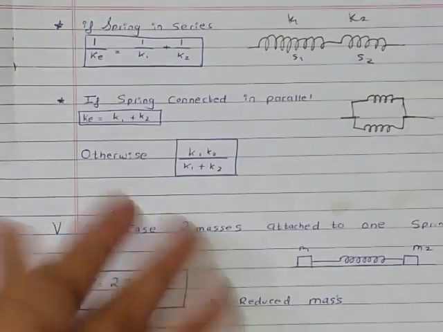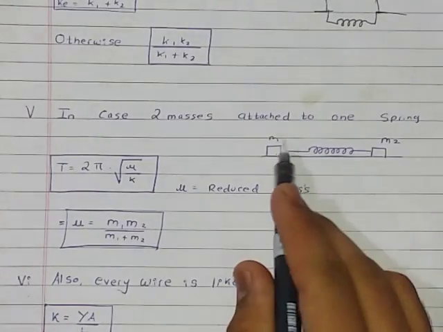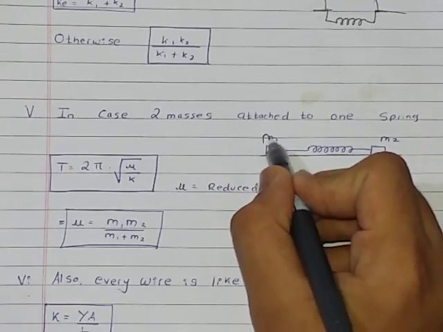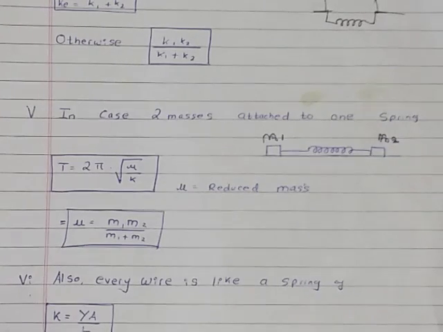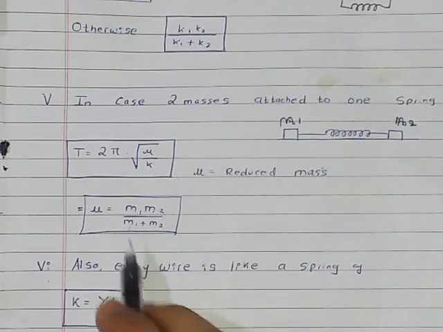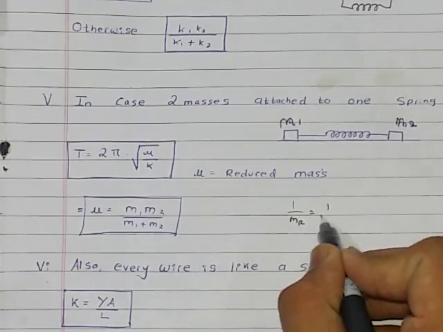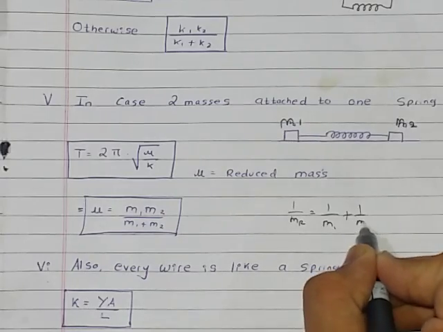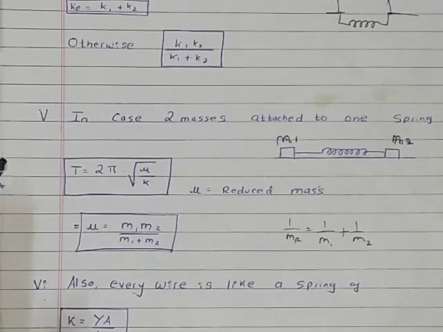In case of two masses attached to one spring, you can visualize a mass m1 and a mass m2, with a spring inside and the two masses attached at its ends. The time period equals 2 pi root of mu by k, where mu is the reduced mass, and reduced mass is simply m1 m2 upon m1 plus m2. That is, 1 upon reduced mass equals 1 upon m1 plus 1 upon m2.